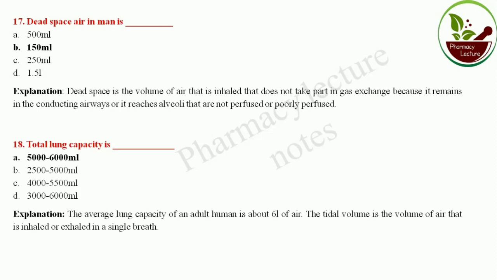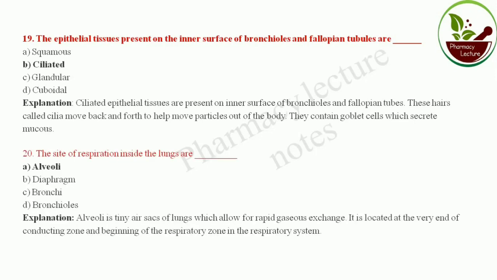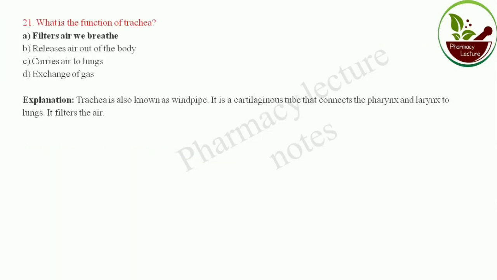Total lung capacity is approximately 5 to 6,000 ml. Then the epithelial tissue present in the inner lining wall of the bronchioles is ciliated epithelium. Cilia are present in the inner lining wall of the windpipe. The site of respiration inside the lungs is the alveoli, the tiny sacs where gaseous exchange takes place. The function of the trachea is to filter air.